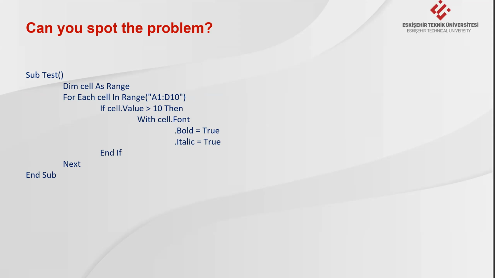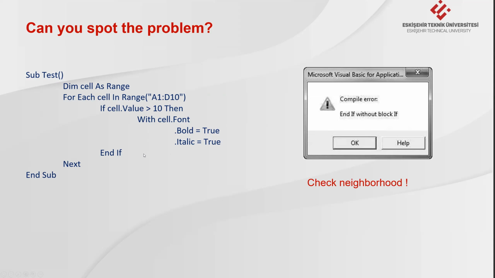As you know from the previous slides, we use Sub in here. We finished with End Sub. We use a For Each loop in here, and we ended it with Next. And we use If, and we use End If. But if you see the With in here, we don't see any End With. So the problem is not using the End With, okay?